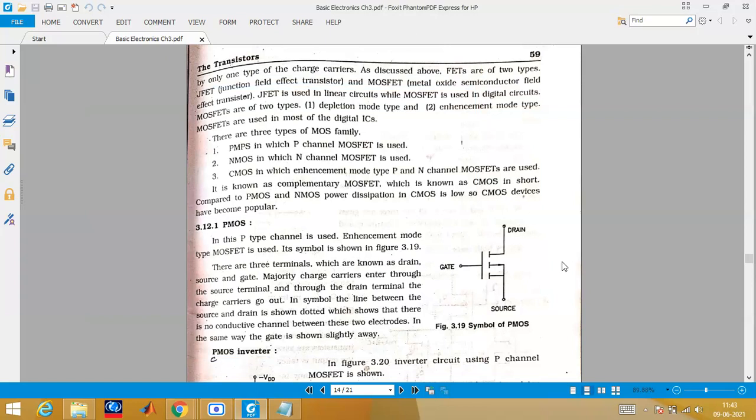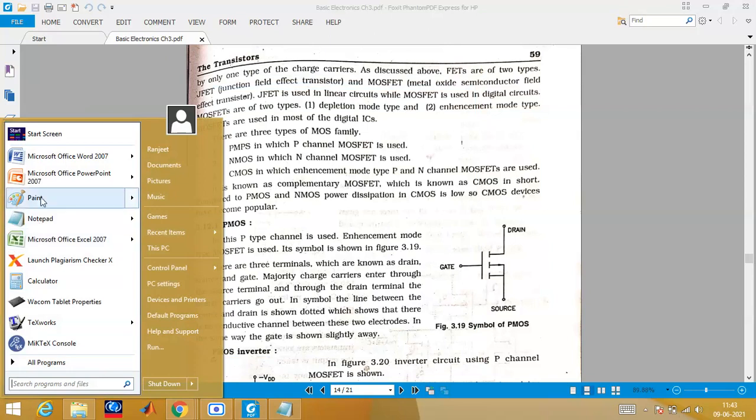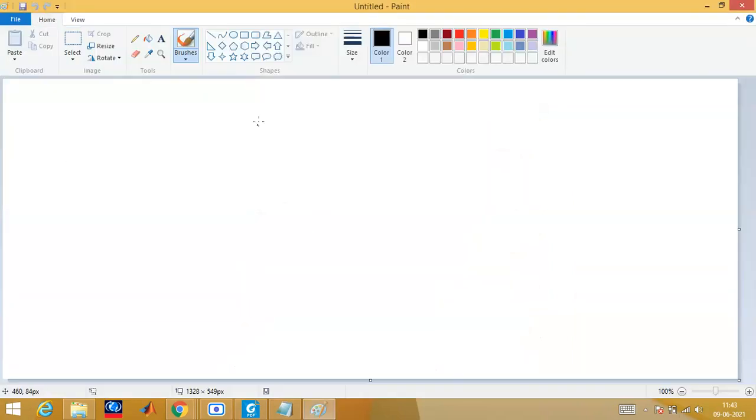Now I have already drawn all these symbols. I've told you it's a PMOS, the arrow will be outside, so this is the symbol for it. If you want I can draw it for you in Paint also. So in PMOS, you can design like this also. These two you can always connect directly. I'm telling you the easiest way there is. Symbol: once you are clear with the symbol, most of the work will be done.